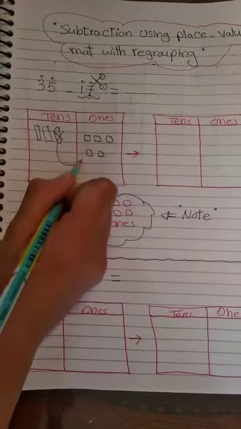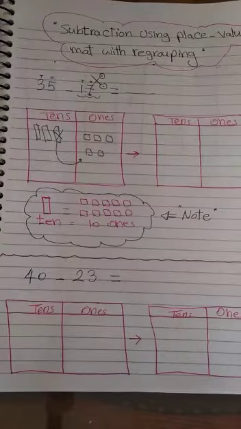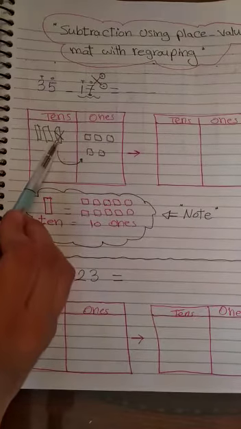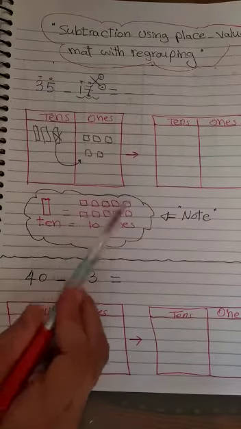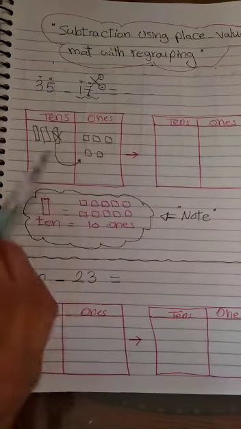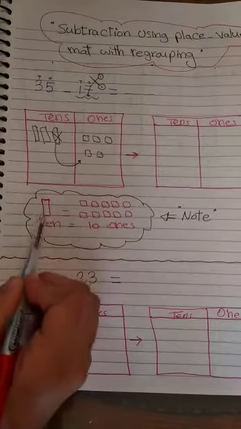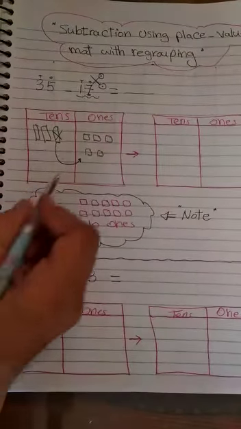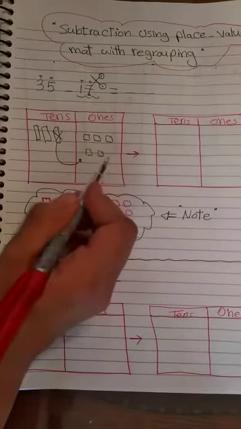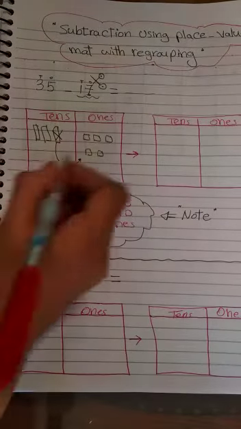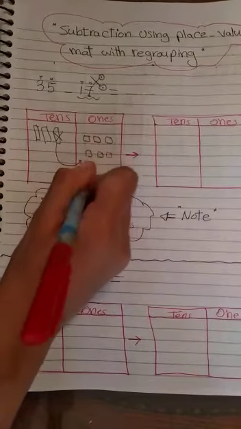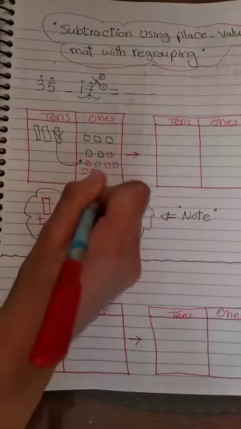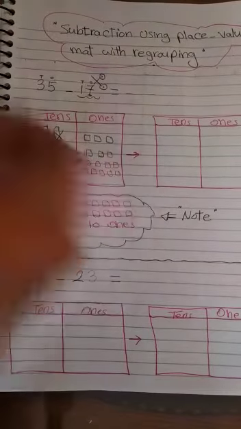So the kind neighbor will give her 1 ten. Take this ten and put it inside your house. But can it enter from the door? No. This 1 ten should be regrouped into 10 ones. So I will regroup this 1 bar into 10 small squares. So here I will draw 10 small squares inside the ones place. So here I have 1, 2, 3, 4, 5, 6, 7, 8, 9, and 10.